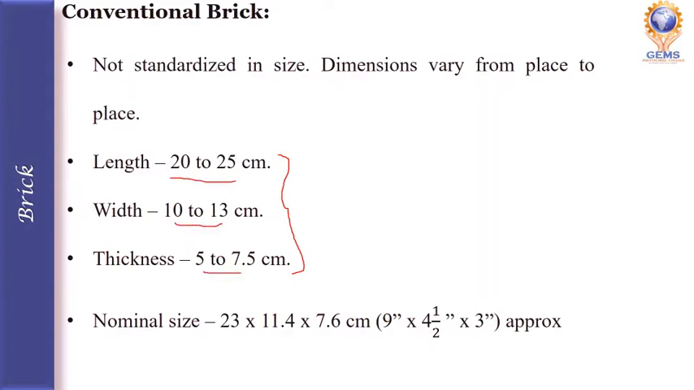The commonly adopted nominal size of traditional brick is 23 by 11.4 by 7.6 centimeter or 9 inch by 4 and a half inch by 3 inch approximately. We will use this size as a nominal adopted size of a traditional brick.